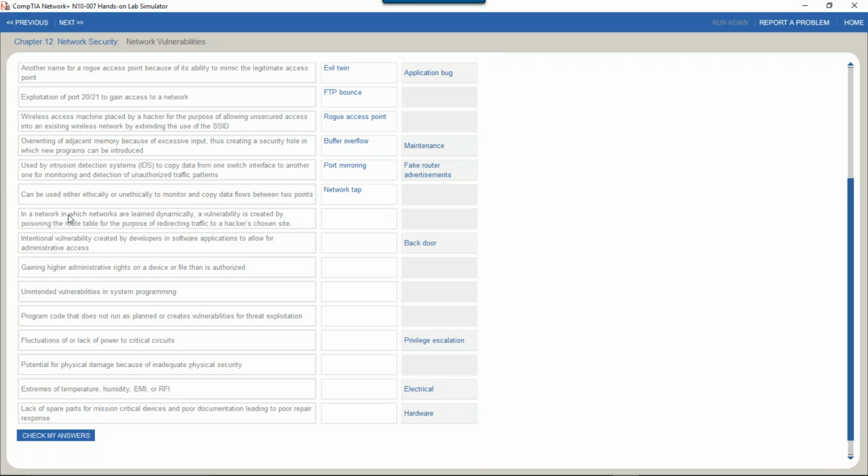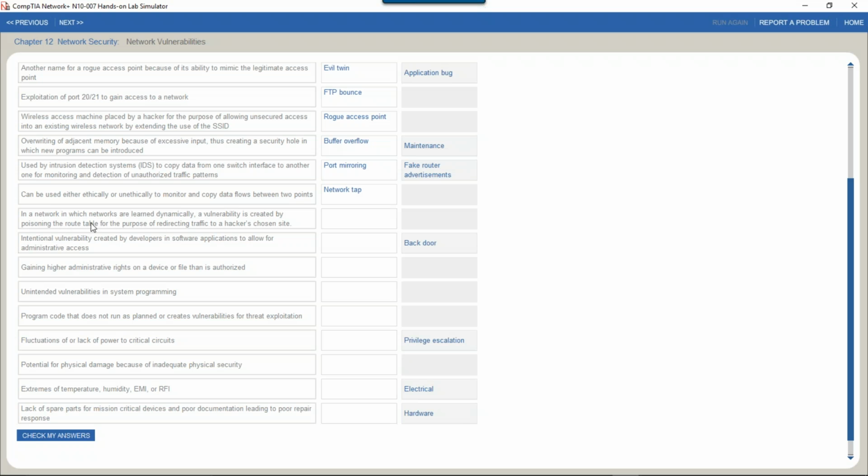Okay. In a network in which networks are learned dynamically, a vulnerability is created by poisoning the route table for the purpose of redirecting traffic to a hacker's chosen site. Okay, so this one, they use backdoors for more than monitoring. Yeah, true. Very true.